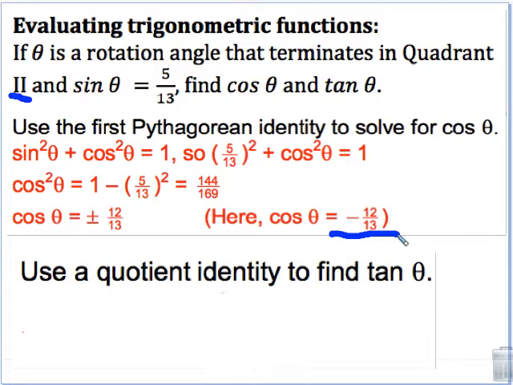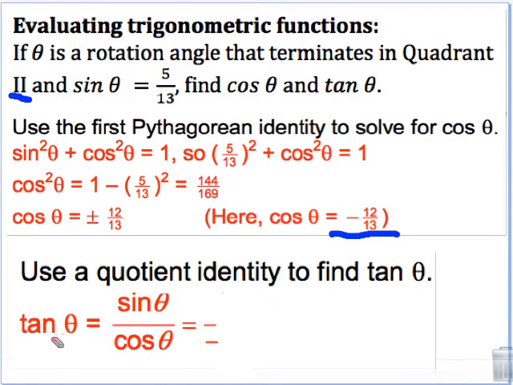So I'm going to take my negative answer, and then the instructions say use the quotient identity to find your tangent theta. Well, the quotient identity says that tangent theta is sine theta over cosine theta. So I know the ratio we've found for tangent theta is y over x. Well, if y is sine theta and x is cosine theta, that's where we're getting this quotient identity. So I'm going to plug in the ratios I got here and here into the equation, and then I'm going to simplify, and I find that tangent theta is negative 5 over 12.